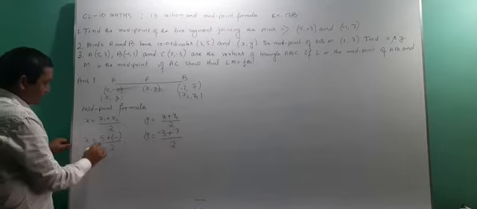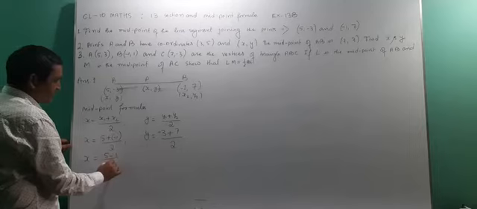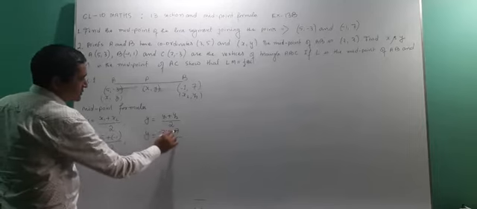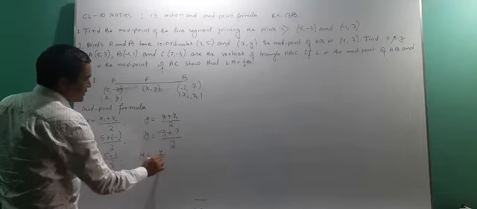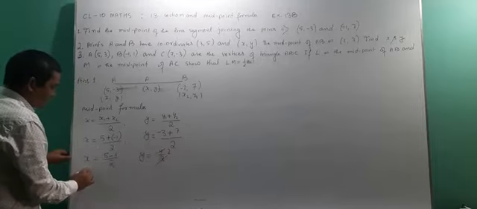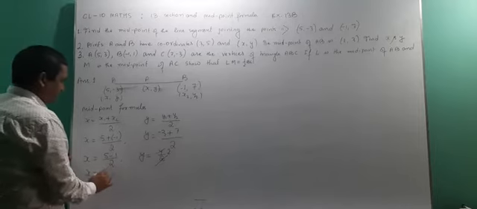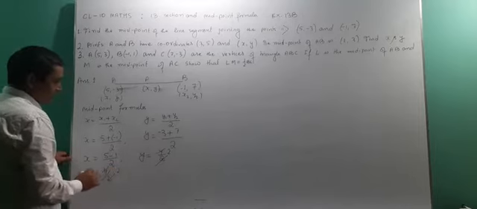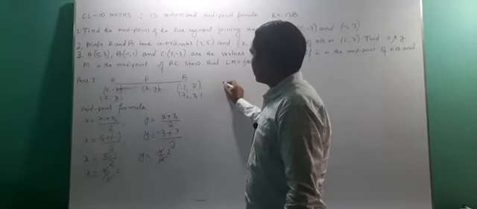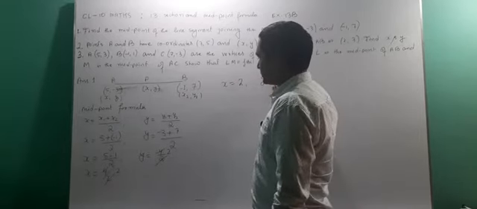Then x equals 5 minus 1 divided by 2, y equals -3 plus 7, which means 4 divided by 2. You can cancel it. 2 ones are 2, 2 twos are 4. Then x equals 4 divided by 2. Here also we can cancel. 2 ones are 2, 2 twos are 4. Now we got the value of x as 2 and the value of y as 2.